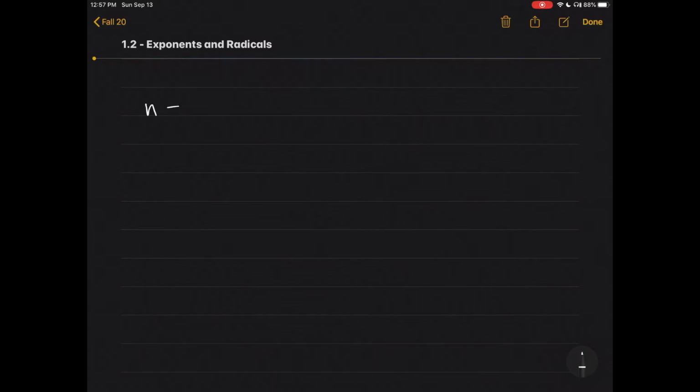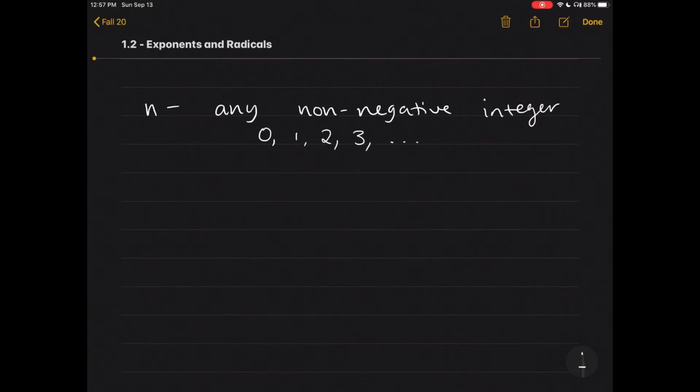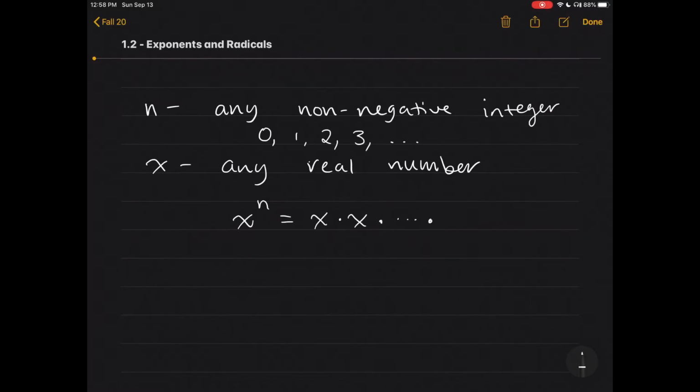So let's let n be any non-negative integer. So n can be something like 0 or 1 or 2 or 3 all the way up. And let's let x be any real number. We say x to the nth power is equal to x times dot dot dot times x, n times. Right? So x to the n is just x times itself n times.